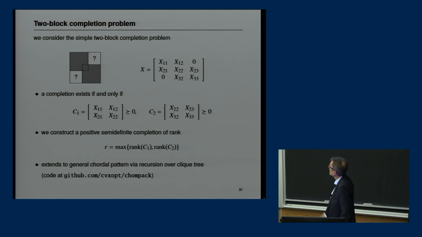We also included this in a library that we have of functions for chordal sparse matrices. So there's a very simple algorithm that allows you to construct this for the 2x2 block case. And then using these clique trees, you can extend it to a general sparsity pattern by applying this two-block construction recursively, as you enumerate the vertices in the clique tree.